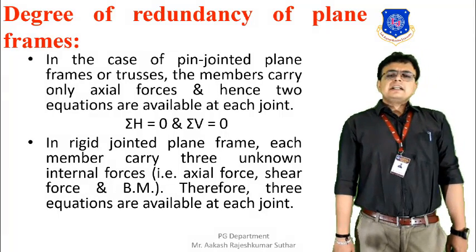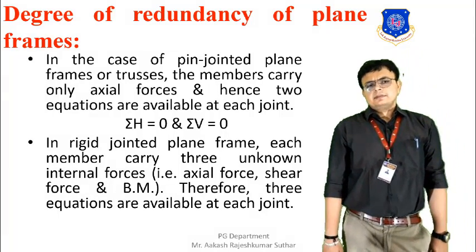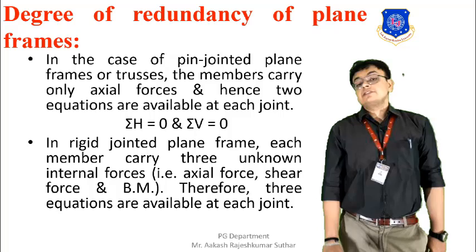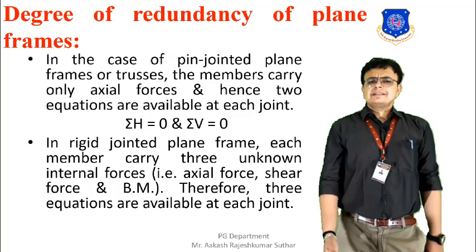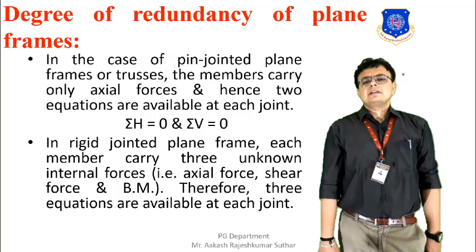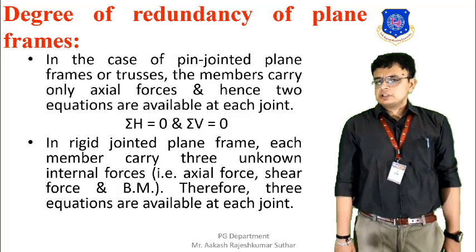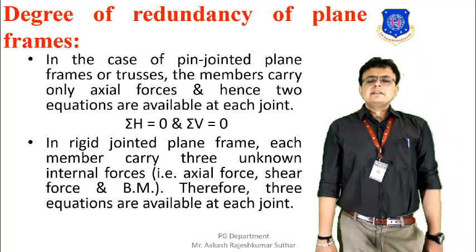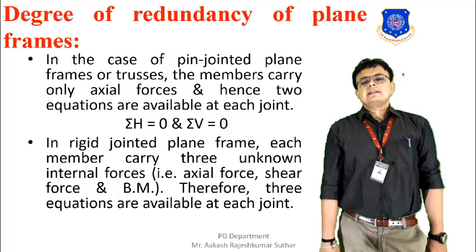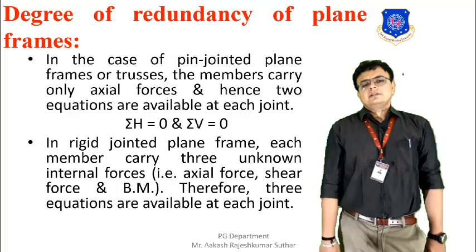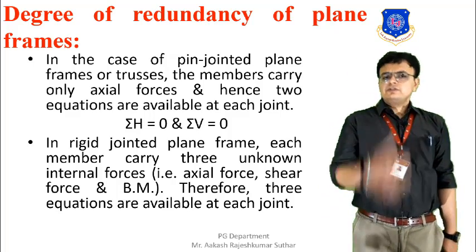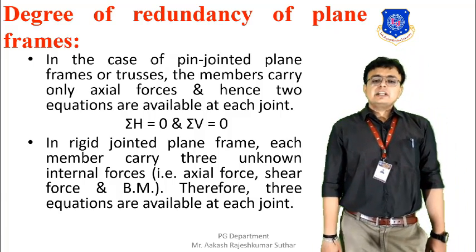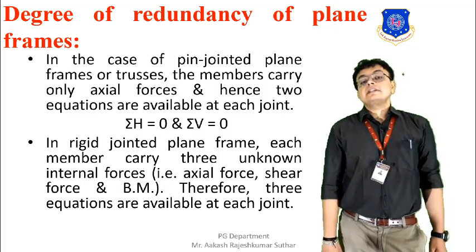Basically, first of all, the degree of redundancy of a plane frame. In the case of a pin jointed plane frame or a truss, the member carries only axial force, and hence there are only two equations available at each joint, that is summation of H equal to 0 and summation of V equal to 0. In a rigidly jointed plane frame, each member carries three unknown internal forces, that is axial force, shear force and the BM, that is the bending moment. Therefore, three equations are available at each joint in a plane frame.